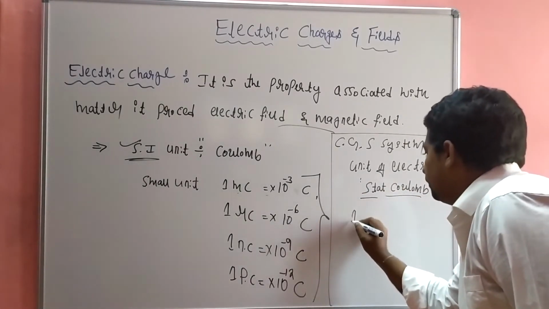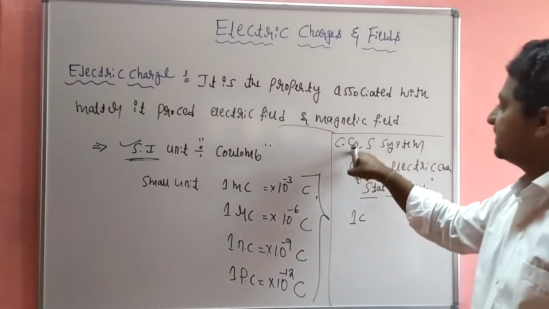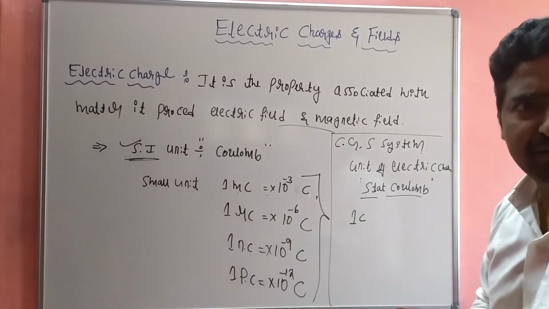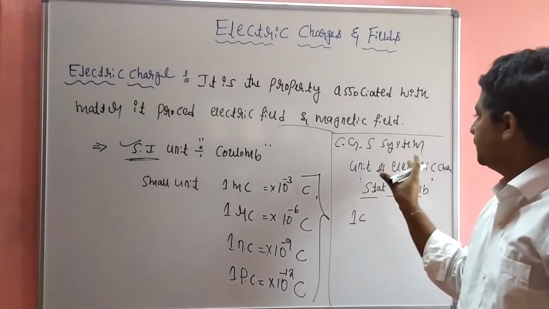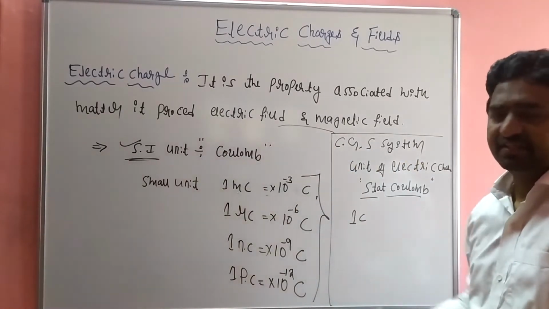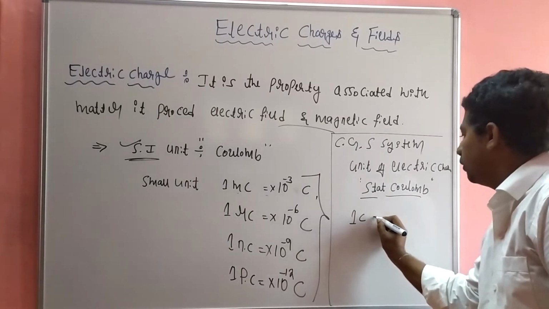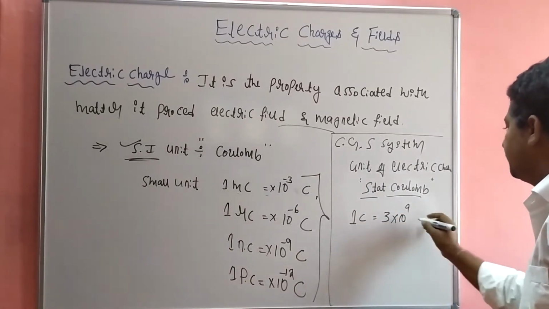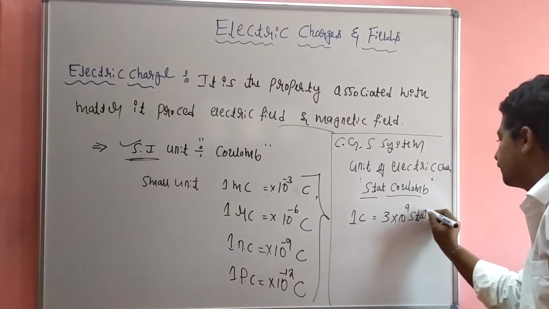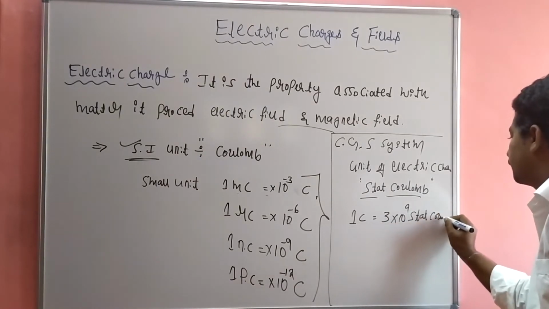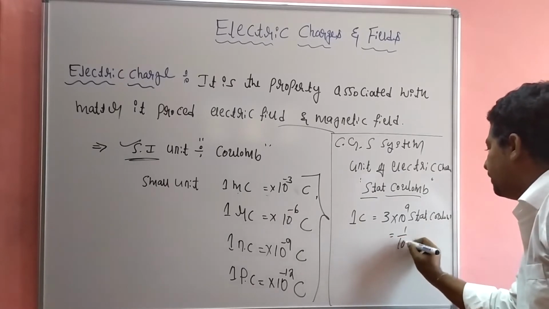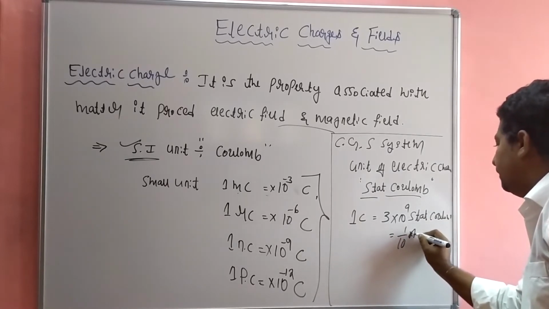So 1 coulomb is equal to... because CGS system, this is SI system. SI system means it is nearly the MKS system. So which is larger here, that is SI. So 1 coulomb is equal to 3 into 10 to the power of 9 stat coulomb, that is equal to 1 by 10 abcoulomb.